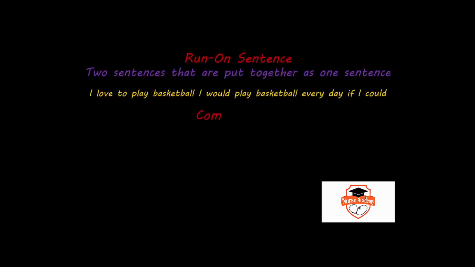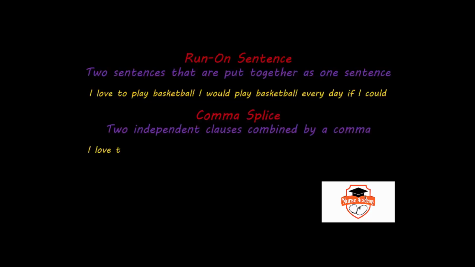Next we have comma splicing, which is something you also want to avoid doing. It is two independent clauses that are combined with a comma. An example would be, "I love to play basketball, comma, I would play basketball every day if I could." All I'm doing is separating my two independent clauses with a comma.